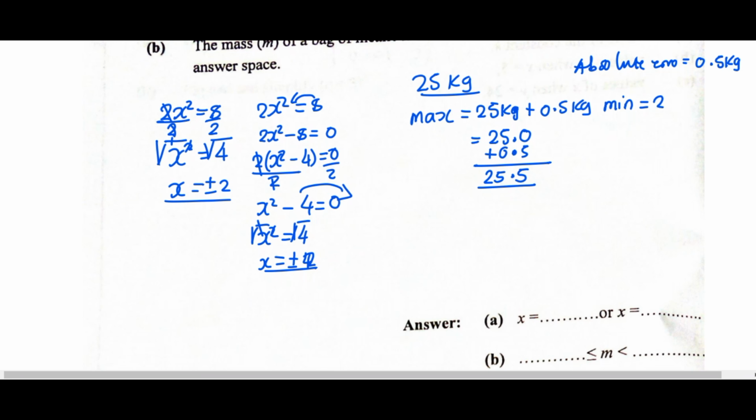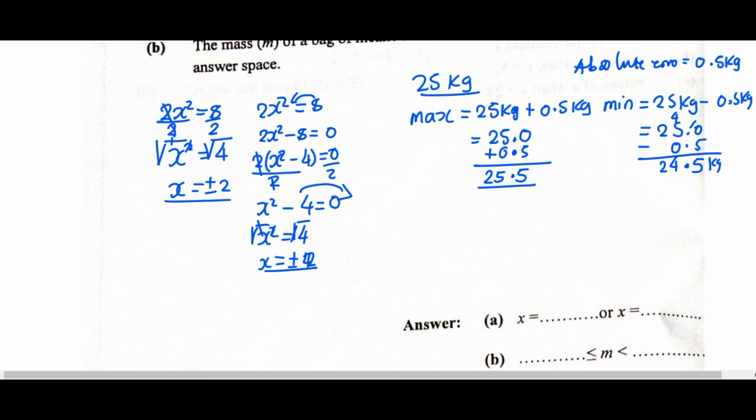So the minimum is 25 kg, but this time we subtract 0.5. So 25 minus 0.5. So 0 minus 5, it cancels, we borrow 1 from the 5 and put it here. 10 minus 5 will give us 5. Then here the remaining number is 4. 4 minus 0 is still 4. 2 minus 0 is still 2. So the minimum is 24.5 kg.